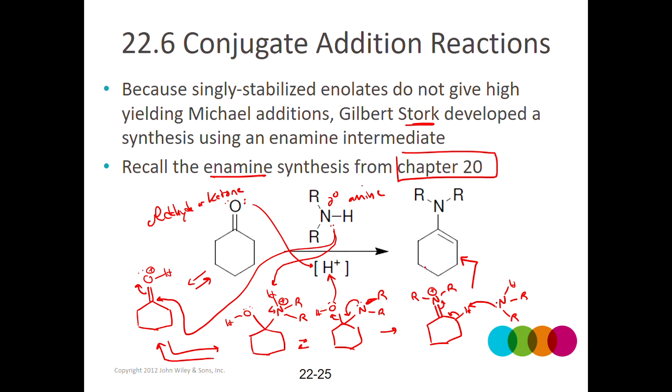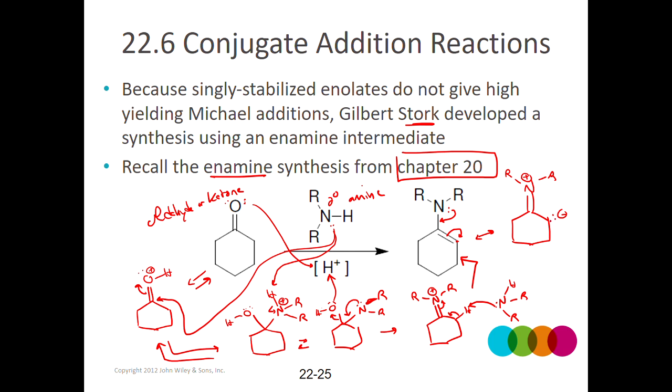So what's interesting about an enamine, that was all from chapter 20, is that the lone pair of the nitrogen does contribute through a significant but minor resonance contribution to putting some electron density on this carbon. And if we look at this significant but minor contributor, it's kind of like an enolate. Right? But this is a minor contributor, so the amount of negative on this carbon is very minimal.